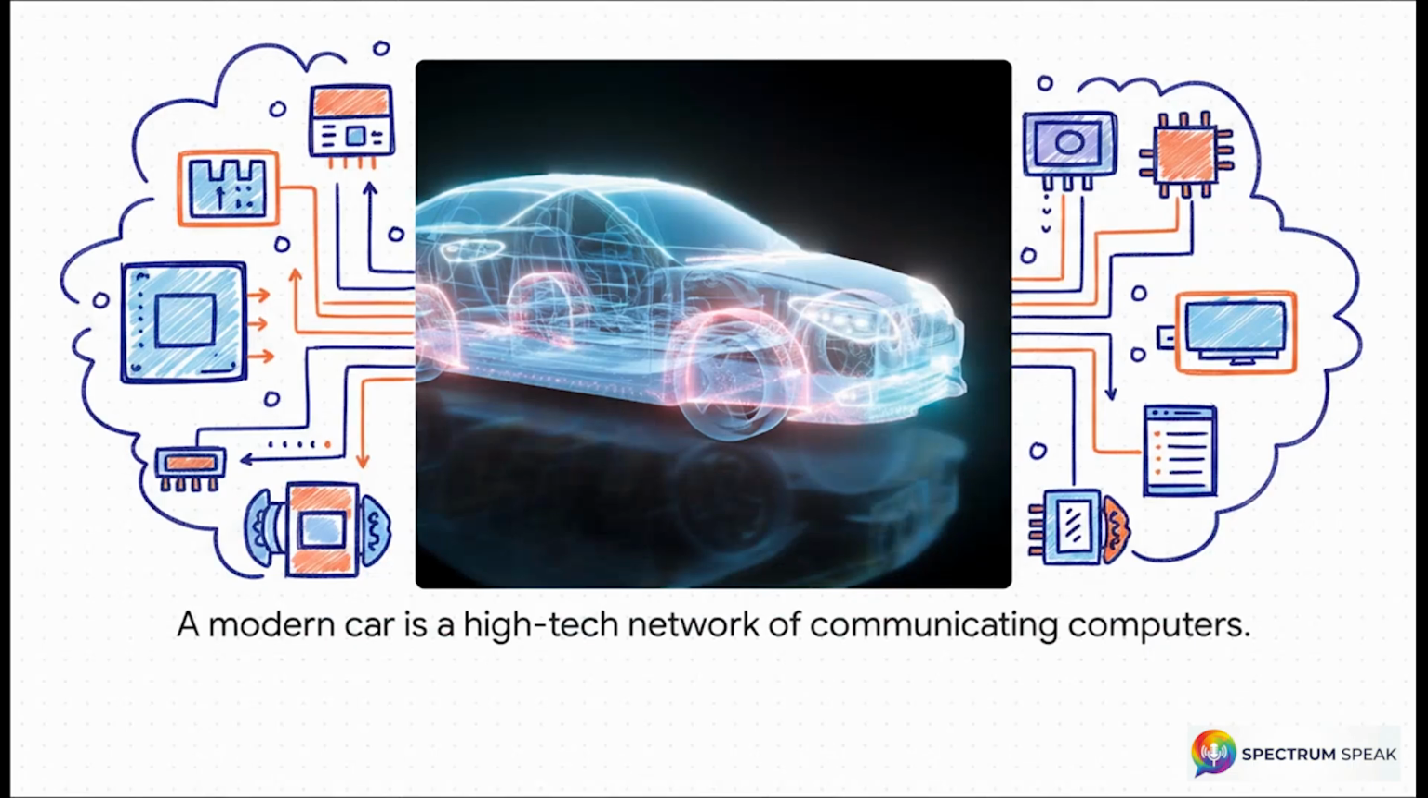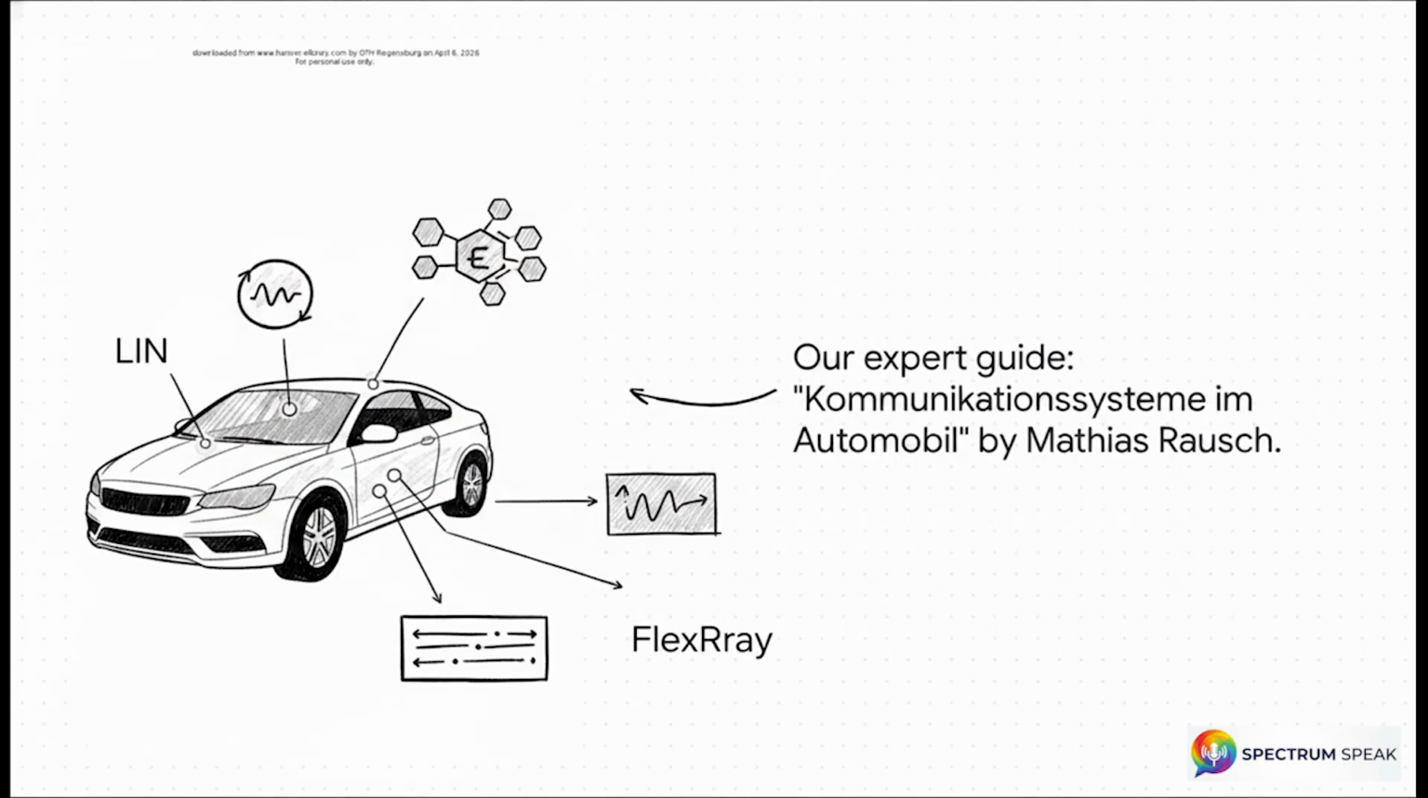Okay, let's get right into it. If you really want to understand how your car works, everything from the anti-lock brakes to that fancy infotainment screen, you first have to understand how all its different electronic brains, its control units, actually talk to each other. Welcome to the world of in-vehicle networks. And look, to guide us through this ridiculously complex digital landscape, we're using what is basically the Bible on the subject, Communication Systems in the Automobile by Matthias Rausch.